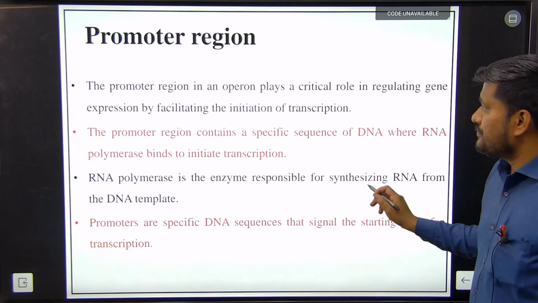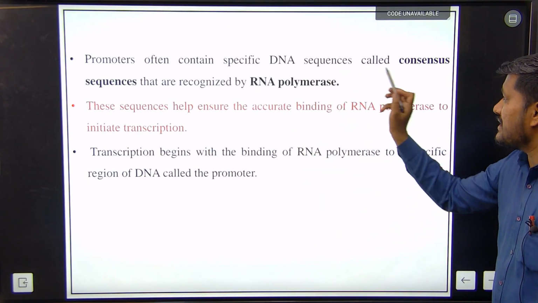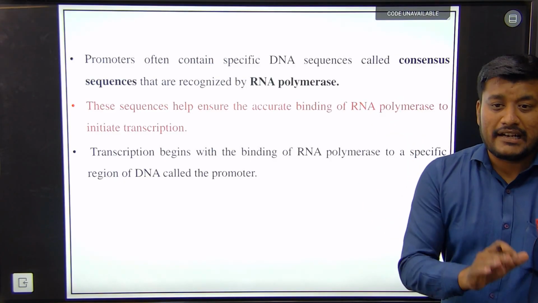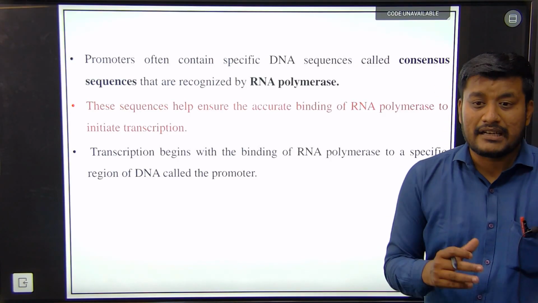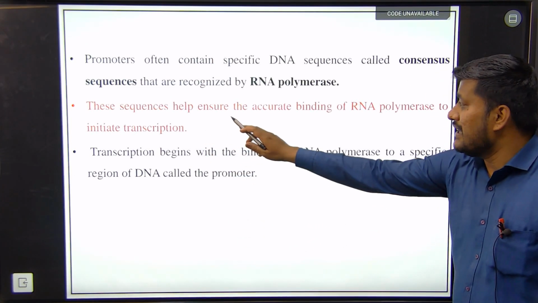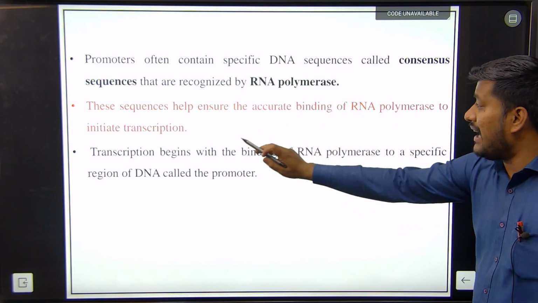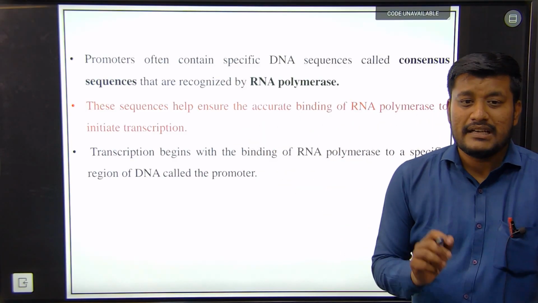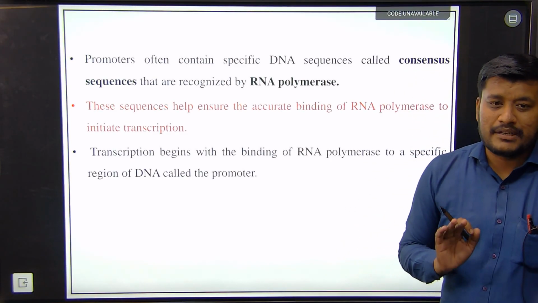So promoters often contain specific DNA sequences called consensus sequences. Consensus sequence means where RNA polymerase will bind, like the TATA box. It is also a consensus sequence. So these sequences help ensure accurate binding of RNA polymerase to start the transcription process. What is the function of the consensus sequence? It works as a signaling molecule to start the transcription process.